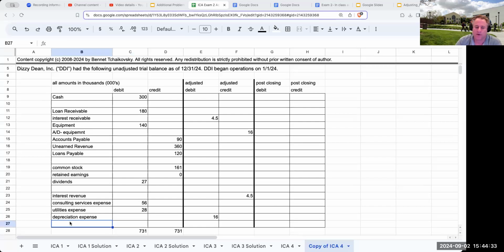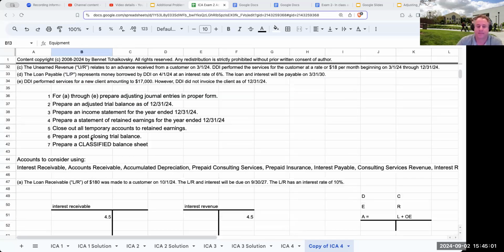So over here, I have interest expense for 5.4. And I'm going to have interest payable as a credit for 5.4. Note what I'm doing here. I'm including the interest receivable with the loan receivable. I'm including the accumulated depreciation on the equipment with the equipment. I'm doing this intentionally so that when I prepare financial statements, my life is going to be a lot easier. Let's go ahead and go to the next one.